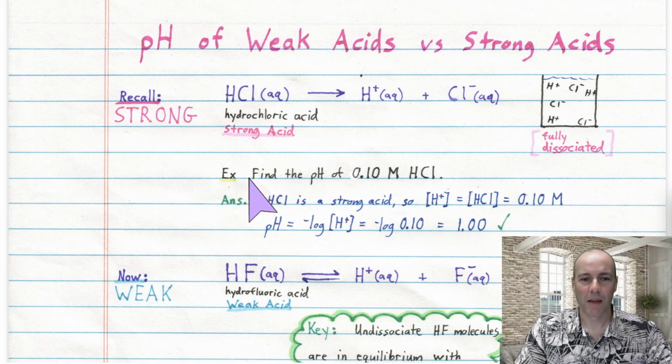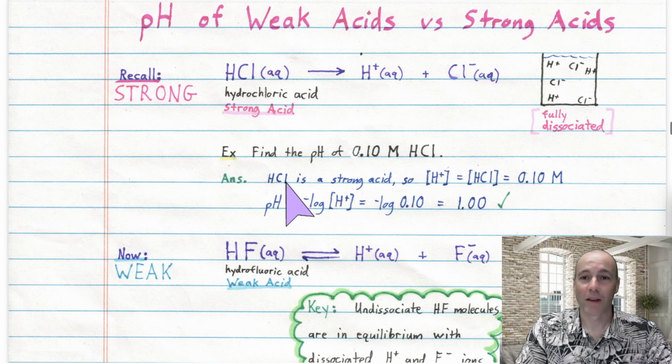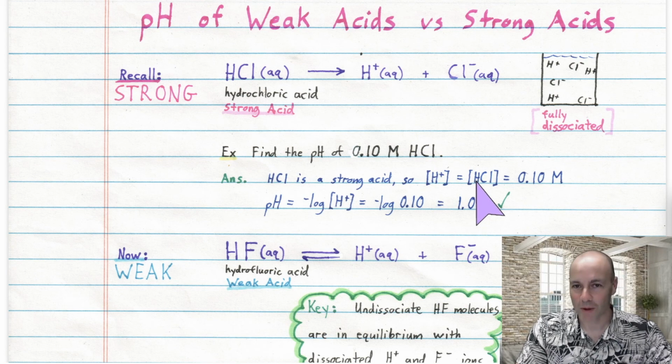If you're asked to find the pH of a strong acid solution, it's pretty simple. For example, find the pH of 0.1 molarity HCl. And the answer is as follows. Hydrochloric acid is a strong acid. It's one of the 6 strong acids. And so the proton concentration is the same as the concentration of hydrochloric acid that you started with. So the proton concentration is also 0.1 molarity.